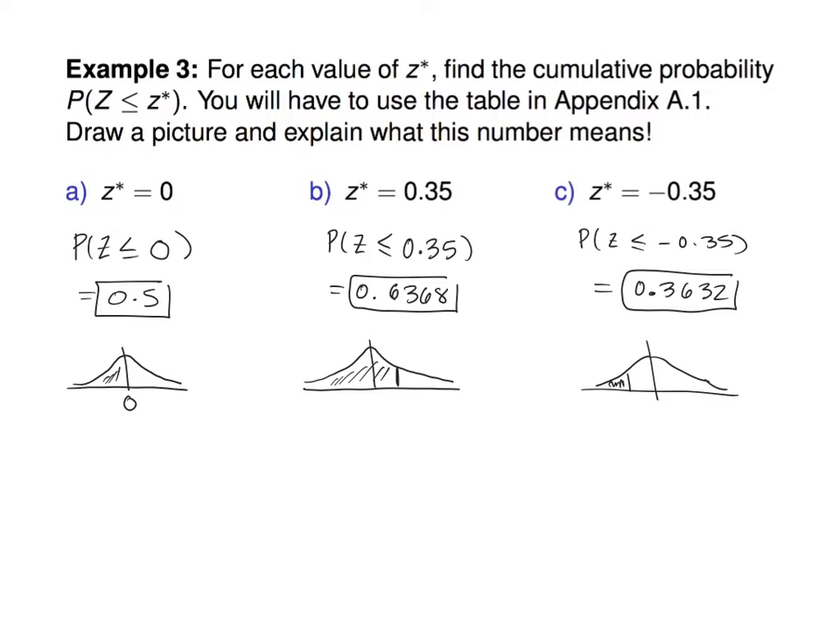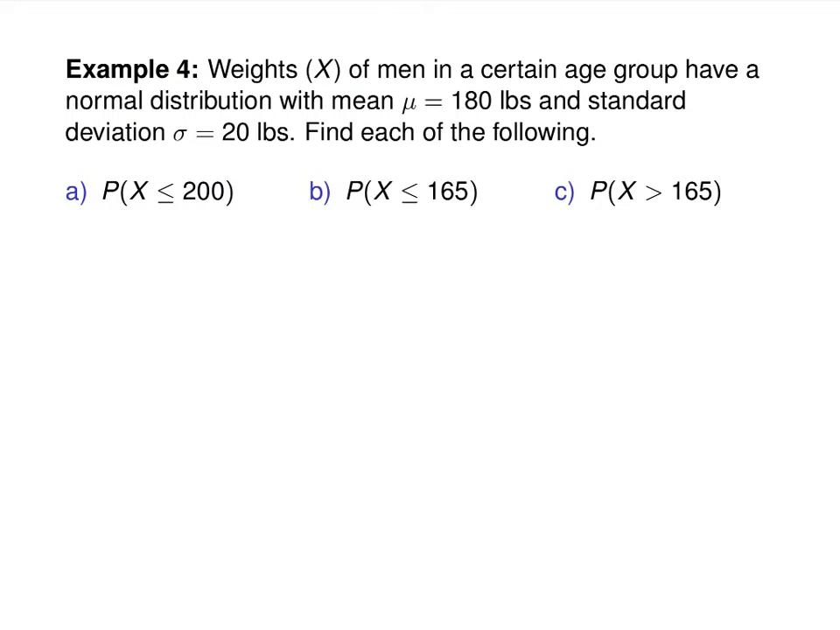All right, the other step you have to do is pre-process your data to make it into z-scores, and then you go to your table. So this next one is a specific thing for an actual real situation. We have weights of college men in a specific age group. They are normally distributed, and they have mean 180 and standard deviation 20. Find the following probabilities. So our table doesn't do 200, does it?